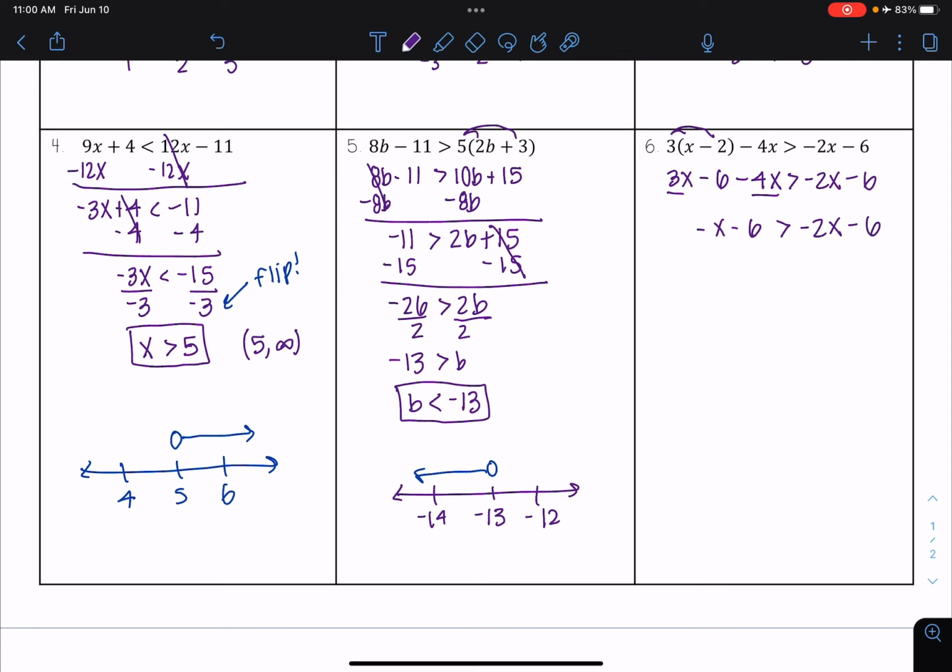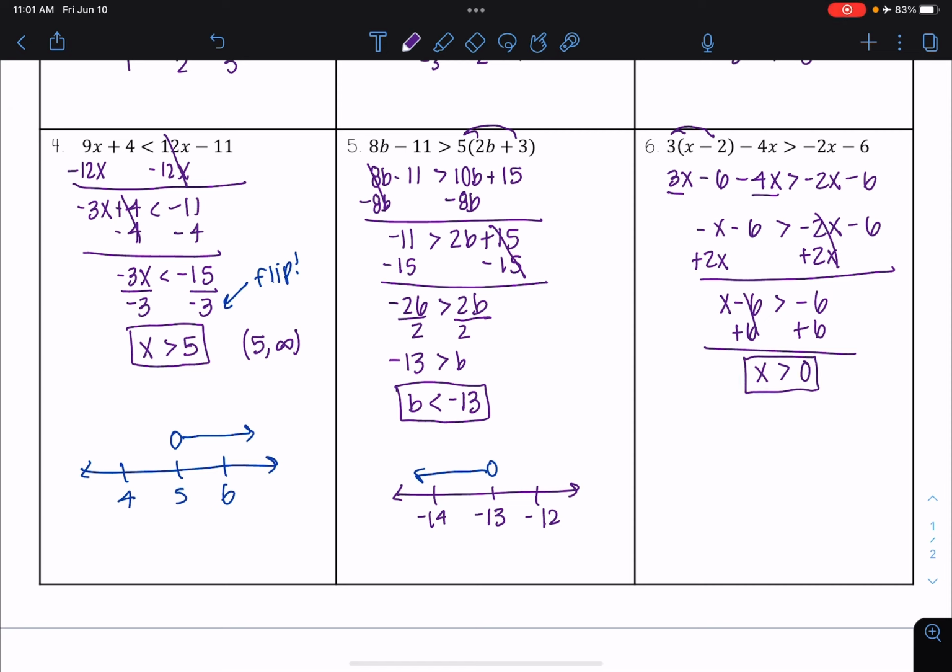I want all my x's to be on one side, so I'm going to go ahead and add 2x to both sides. So I get x minus 6 is greater than negative 6. And then I'm going to add 6 to both sides. So I get that x is greater than 0. And so when I graph that, it's strictly greater than, so I want an open circle, and I want everything greater.